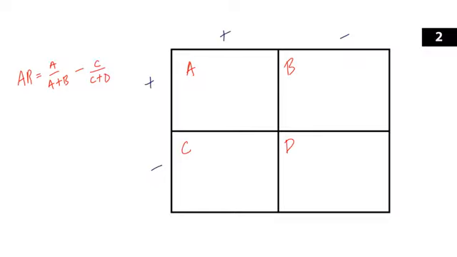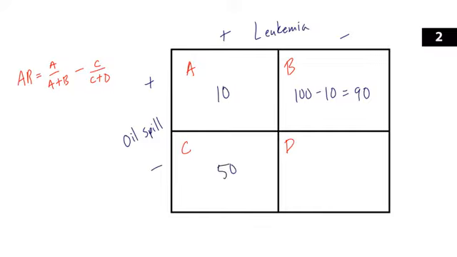What's being evaluated here is the potential risk of developing leukemia, and then the risk factor is an oil spill cleanup. So the question stem tells you that 10 out of 100 people exposed to cleaning up oil develop leukemia. So your A is 10 and your B is 100 minus 10, which is 90. In the unexposed population, 50 out of 1,000 people develop leukemia. So your C is 50 and your D is 1,000 minus 50, or 950.